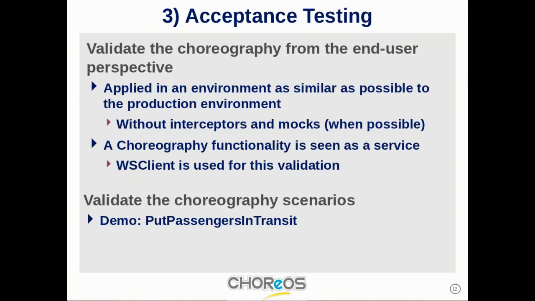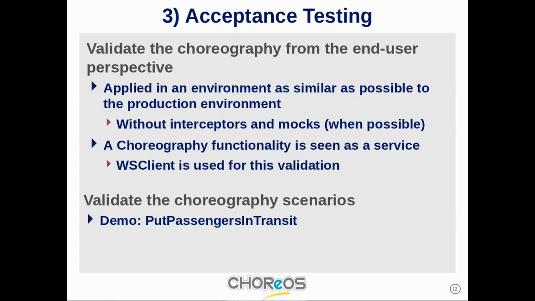Let's go then to the third type of testing that we can do, which is acceptance testing. What we do here is to validate the choreography from the end user perspective. And this should be applied in an environment as similar as possible to the production environment, just before putting the choreography into production. So hopefully we should be able to do that without interceptors and mocks, to have the performance closer to what we would have in a real-life scenario.